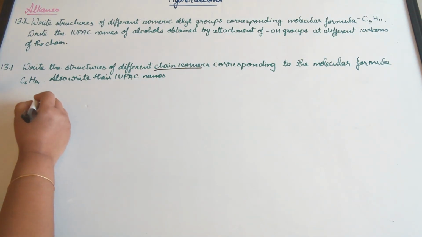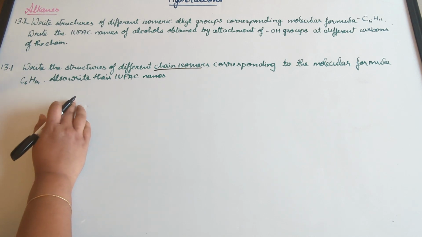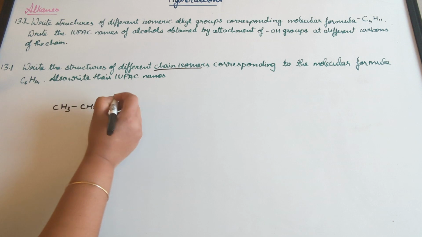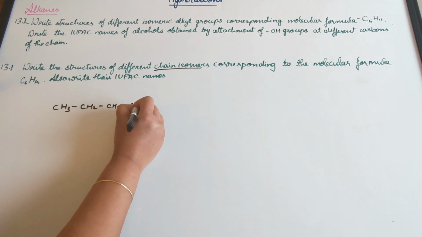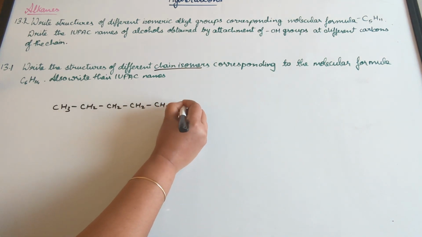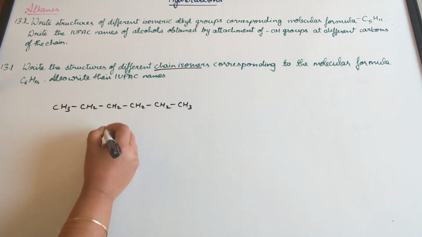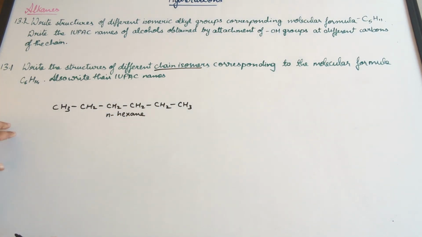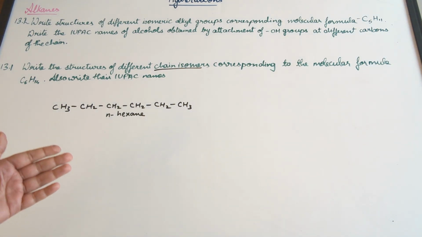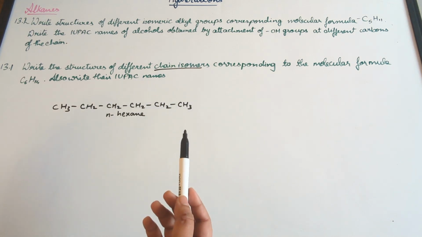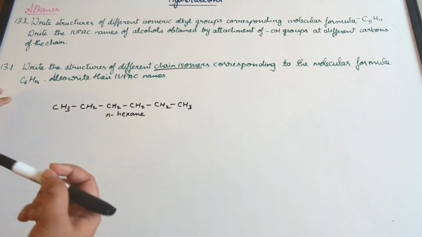So the first one is obviously going to be the open chain. That's CH3, CH2, CH2, CH2, CH2, CH3, numbered 1, 2, 3, 4, 5, and 6. This is called n-hexane. The next one, what we are going to do is write the next isomer. We are going to change the chain length from 6 carbon atoms to 5 carbon atoms.